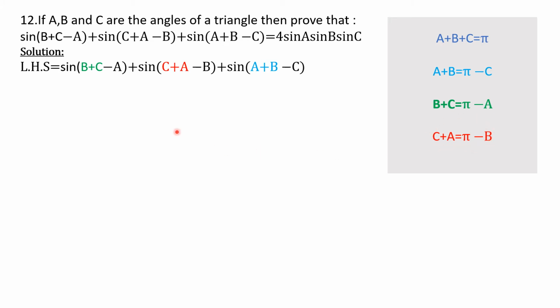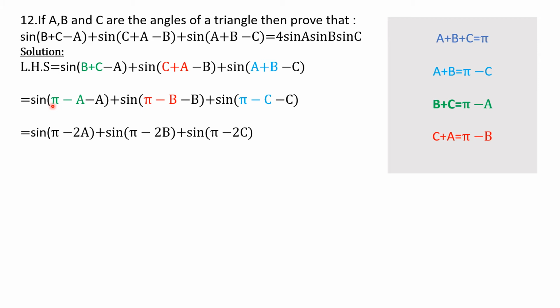So, you can check over here. Here is B plus C, and B plus C is pi minus A. So we can replace this B plus C by pi minus A. Similarly, here is C plus A, and C plus A is pi minus B. So we have replaced C plus A by pi minus B. And here is A plus B. A plus B is pi minus C. So A plus B is replaced by pi minus C.